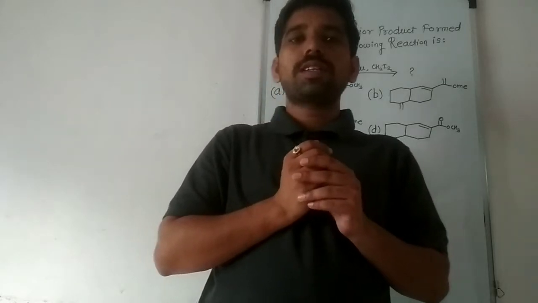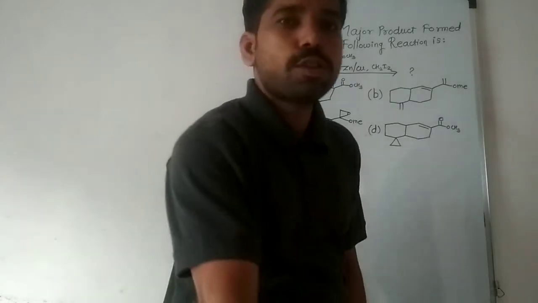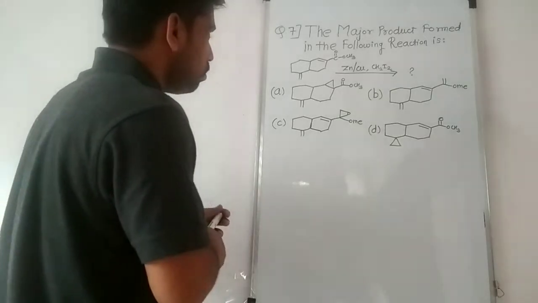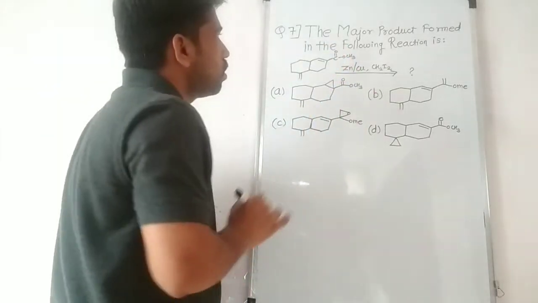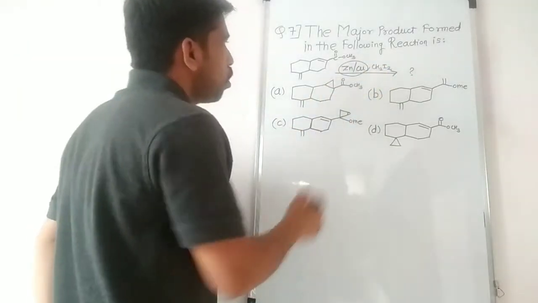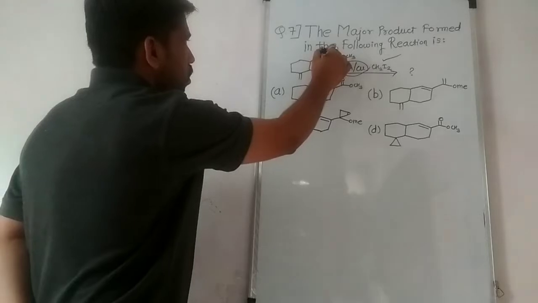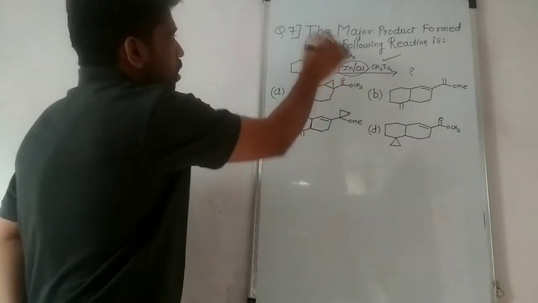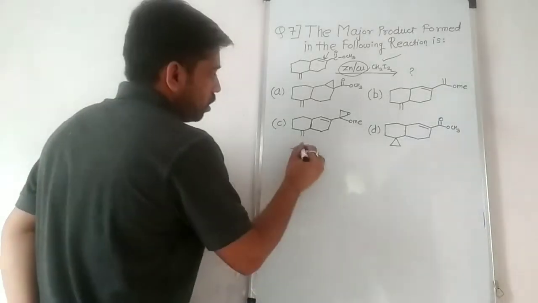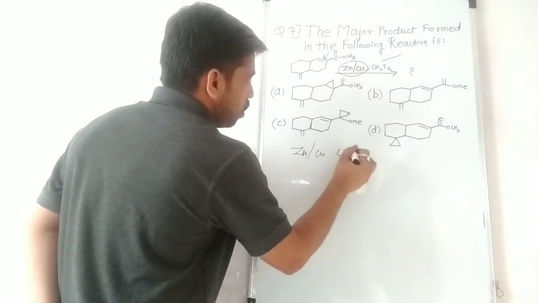Now in today's session we will discuss question number 7 of the 500 plus question series. Let's solve this question. The question is: the major product in the following reaction. The major product formed in the following reaction is... we have been given the condition, that is zinc copper and CH2I2. And we have two types of double bond: the alpha beta unsaturated system and an isolated double bond. Now the condition is zinc copper and CH2I2.